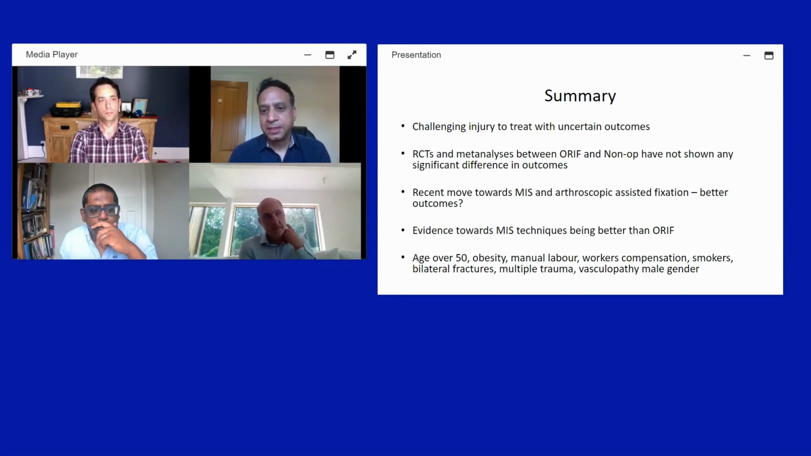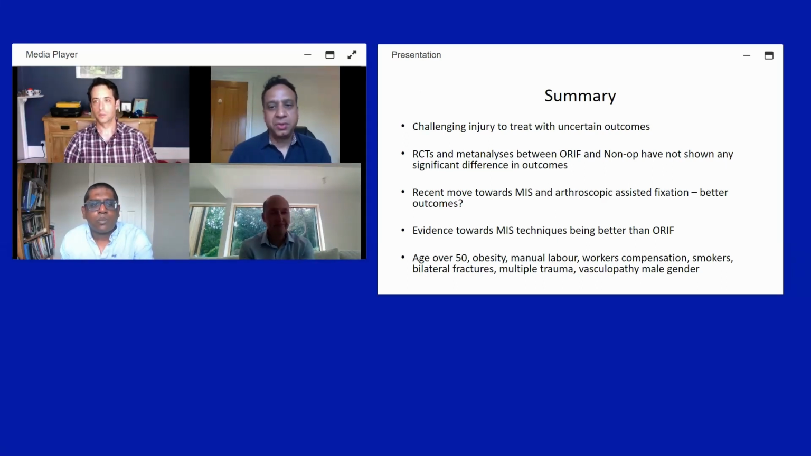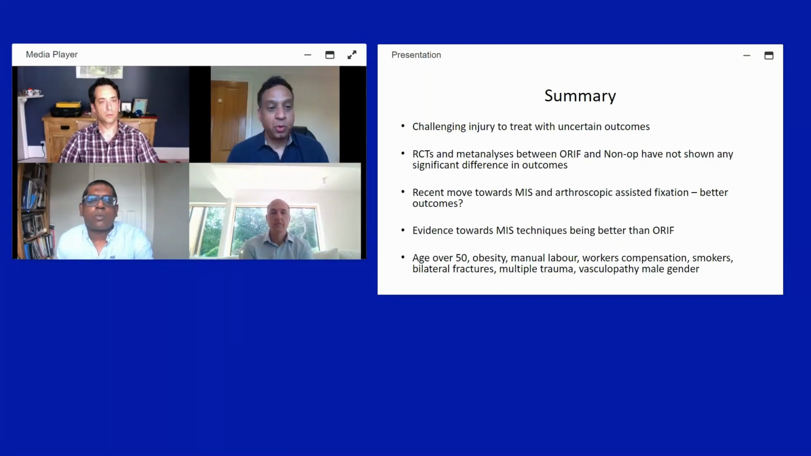systematic reviews and meta-analysis. Some of the factors that affect the outcome are age over 50, obesity, if you are a heavy manual laborer, certainly workers' compensation in American studies, bilateral fractures, and if you have vasculopathy or anything like that. And if you're a man, unfortunately, or a smoker, you are at a disadvantage if you break your calc. We're not going to do well.